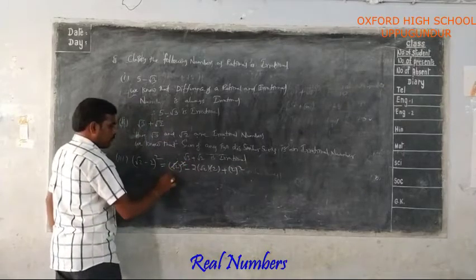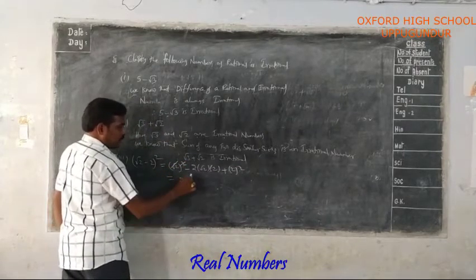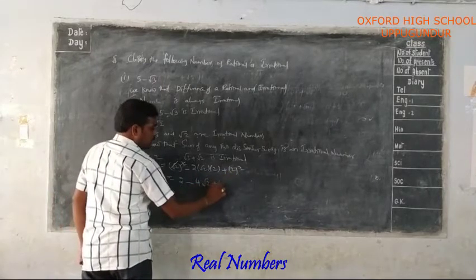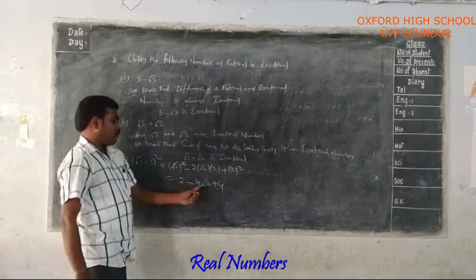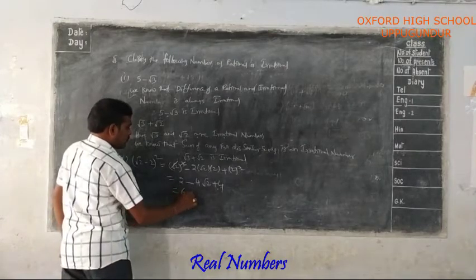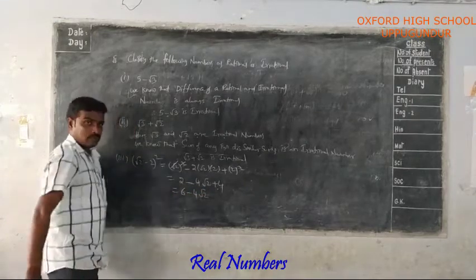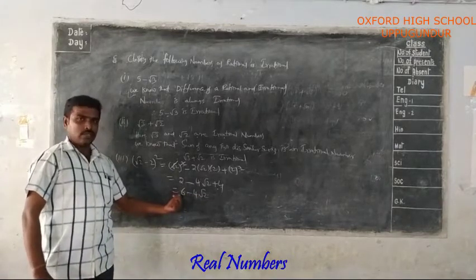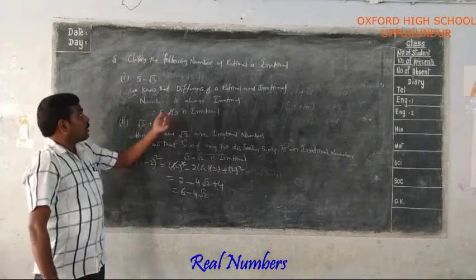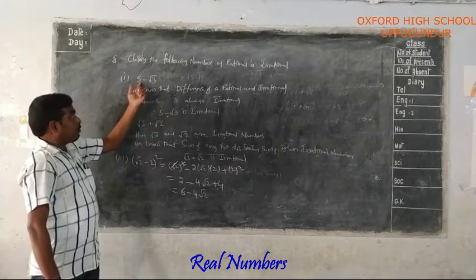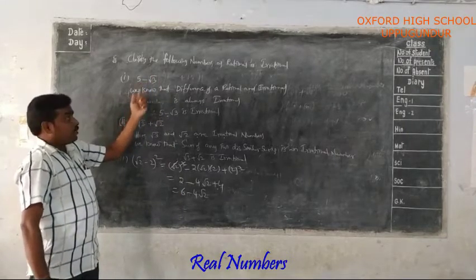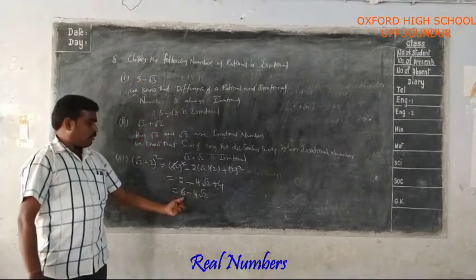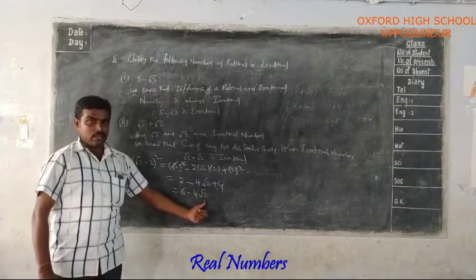So square root cancel, 2. Minus 2 2s are 4, 4 root 2, plus 2 square is 4. 4 plus 2, 6. 6 minus 4 root 2. Here 4 root 2 is an irrational number. 6 is a rational number. Already in the first problem we wrote that the difference of any rational and irrational number is always irrational. So here we are getting the difference of a rational and irrational number.